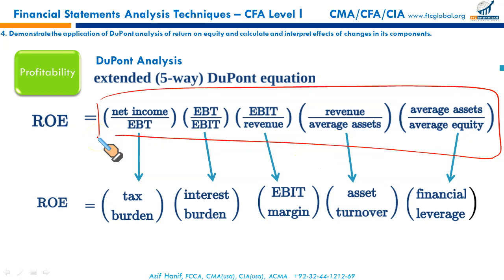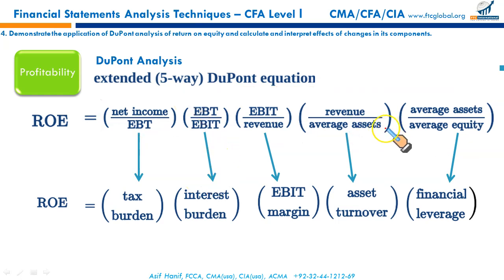Even their simplification gives you net income upon equity, but now we can see its impact. I've shared with you the video. It contains lots of questions of the DuPont model, maybe 15 to 20 questions related to the DuPont model, involving this extended five-way model as well. So you will know how each impacts the overall ROE, and it will get you much finer detail about this DuPont model. So this is how we can see the impact of individual components of ROE.